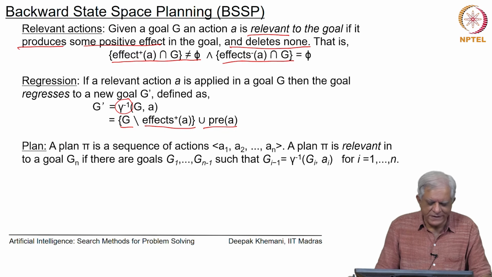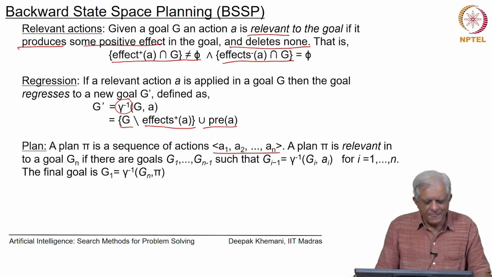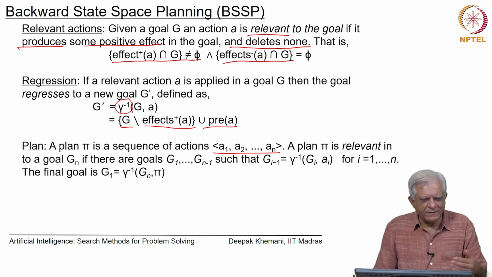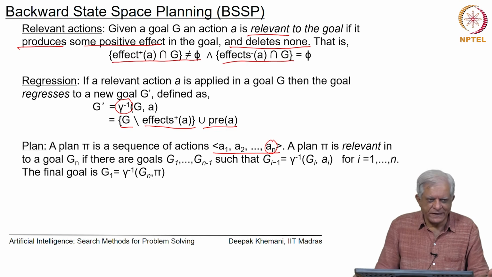And similarly for the sequence of actions A1 to An. The notion of a plan does not change, except that in backward state space planning we start constructing the plan from the last action An and then the previous action and then so on. In forward state space planning we start constructing the plan from the first action essentially. So, there is a difference there.